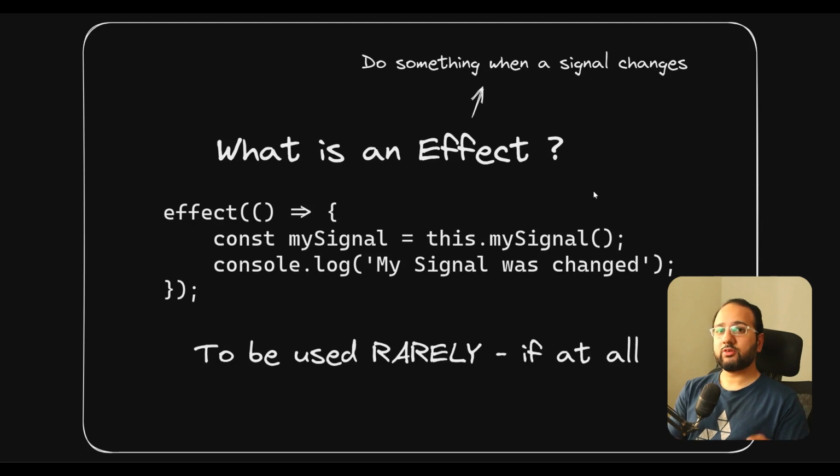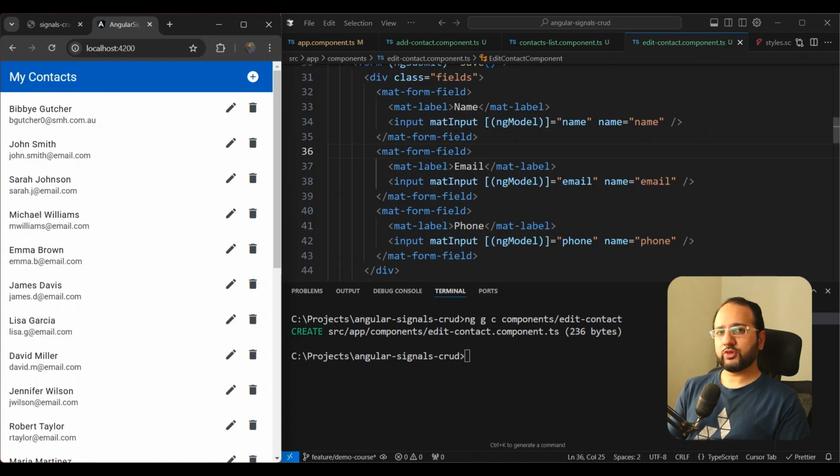Okay. So, but rarely when you want to use it, there are some safeguards. And if you want more information about this, check out my playlist on signals, which has some videos on effects and how you can actually use them safely. Okay. But what do we do in our application? How can we use effects in our application?